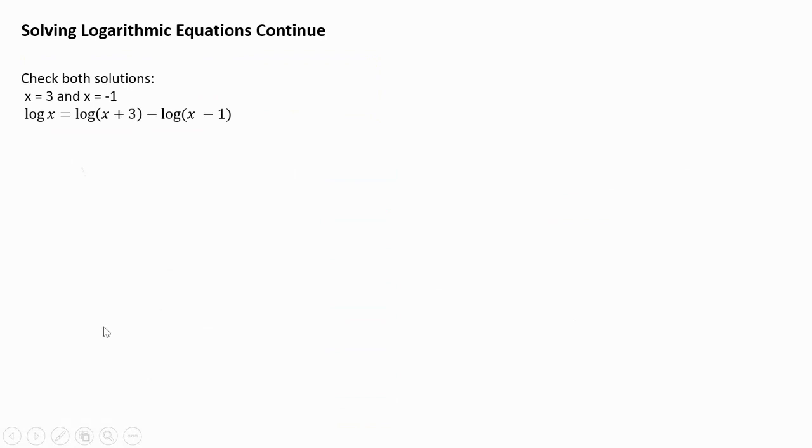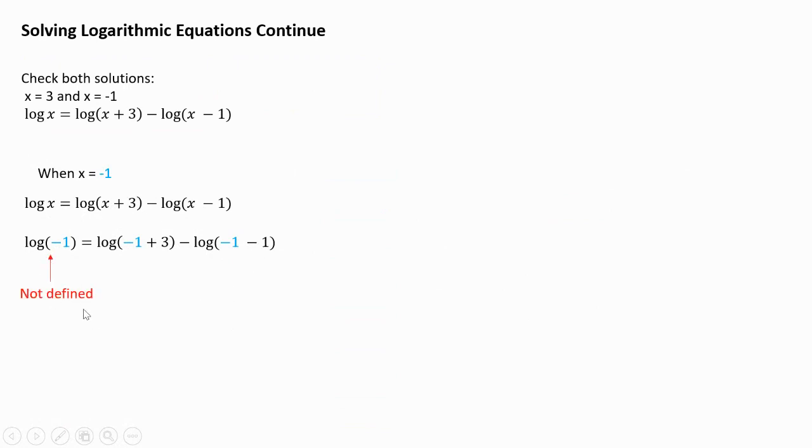So when you plug them all in, for example, when x equals negative 1, I'm going to plug in negative 1 there for the x, negative 1 here also for the x, and also for the x over here. So it's going to be log of negative 1 equals log of negative 1 plus 3 minus log of negative 1 minus 1. And again, if you put this in the calculator, it's not defined, which means x equals negative 1 cannot be the answer. So that's not a solution.